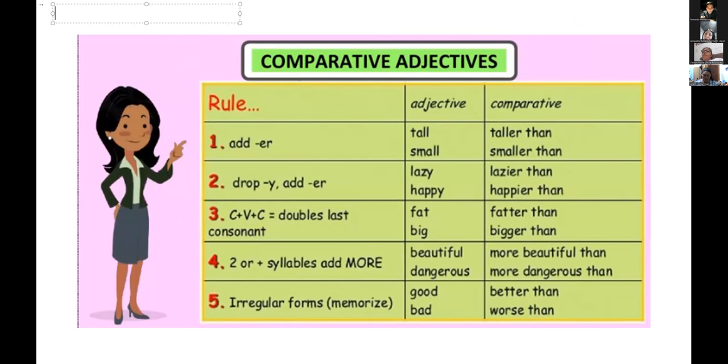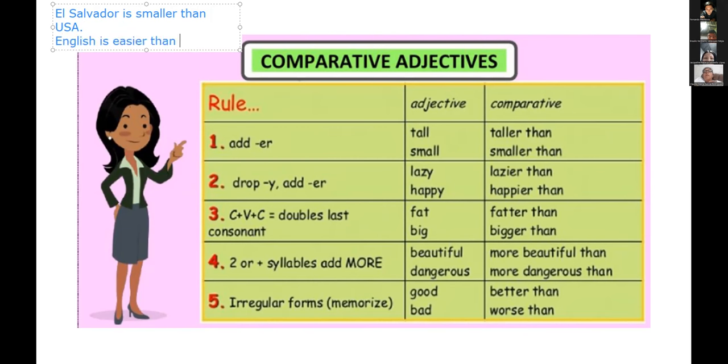For example, we can compare two countries, El Salvador y United States. ¿Cómo podríamos comparar El Salvador y United States? Is smaller. Exactly. El Salvador is smaller than United States. Another example, English and mathematics. English and math. English is easier than math, right? Inglés es más fácil que matemáticas. English is easier than math. Yes. Another example.